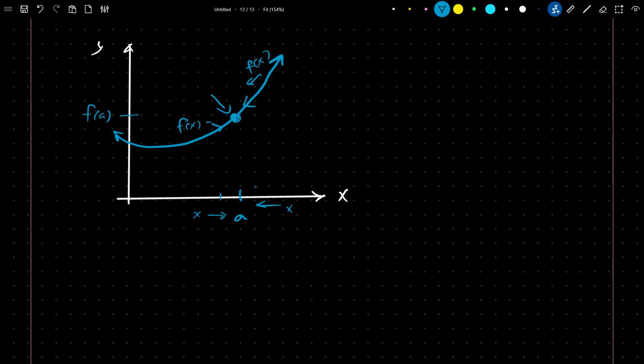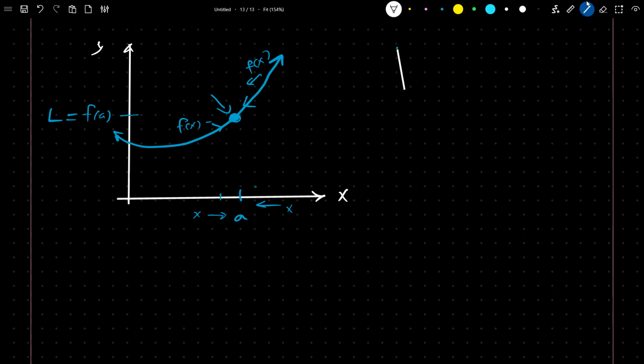Okay, so in this case, we would say that this is L, right? This is our L, because no matter how close we get to this A, we can get closer and closer to this point right here, this f of A. All right, so now let me give you an example where it will really bring out what's so useful about this limit.